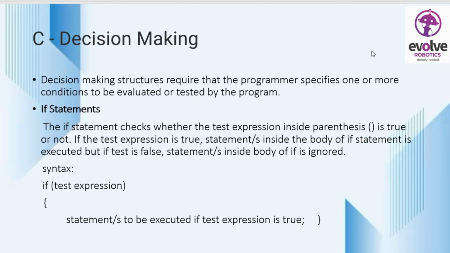The commonly used decision-making statements are if, else, switch, break, and continue statements. So the decision-making structure requires that the programmer specifies one or more conditions to be evaluated or tested by the program. Then the first statement is the if statement.